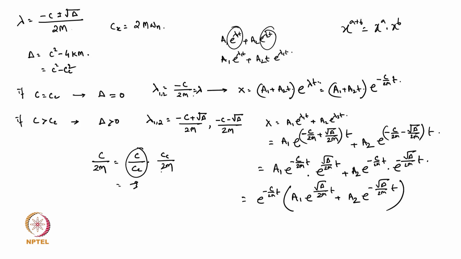And what is this term? Cc by 2m. I can see here Cc equal to 2m into omega n. So this will become just only omega n. Cc by 2m will become omega n, because already this is that. So if I just do Cc divided by 2m, that will be nothing but omega n. Simple. So my first term is becoming like this. So I can write e to the power of minus xi into omega n into t a1.